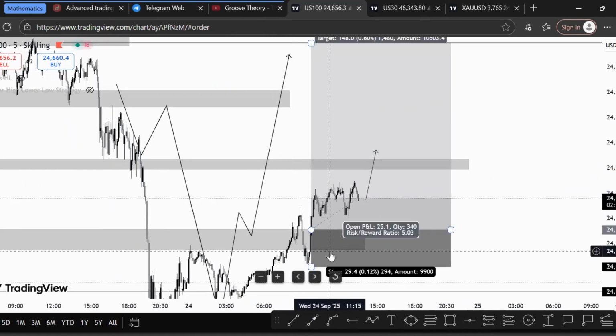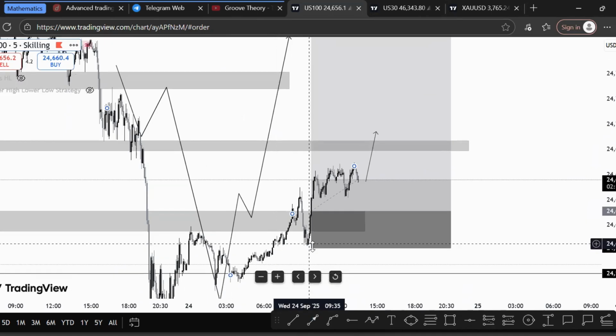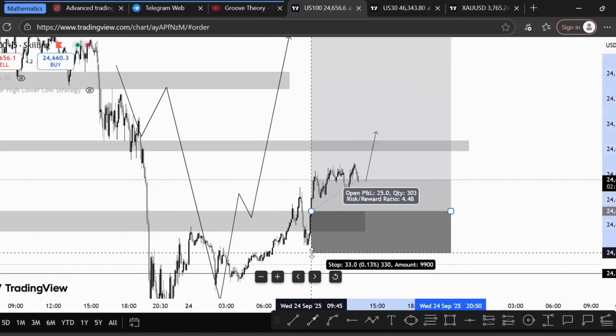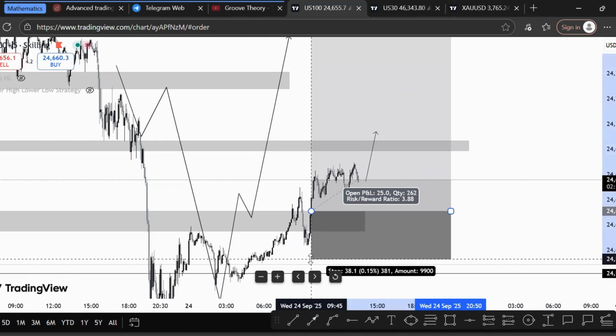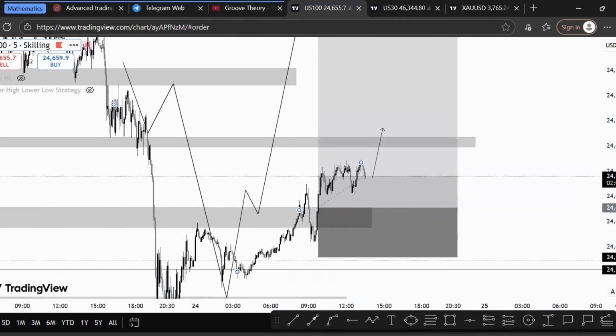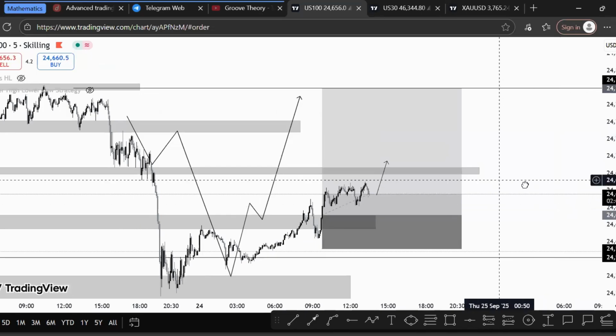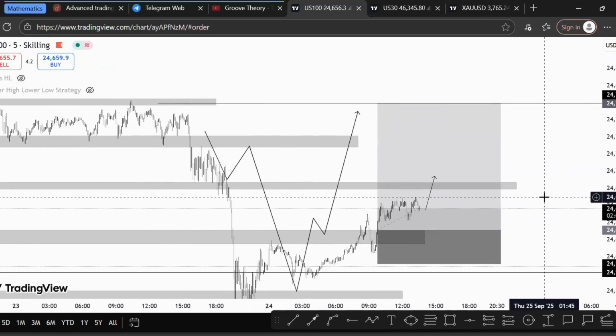And this stop loss here, it was about 40 points actually. My stop loss was just 40 points on this trade. So pretty much that's what we have.